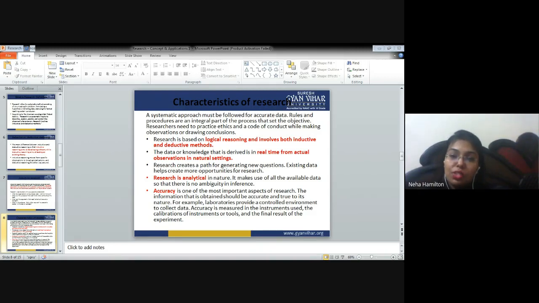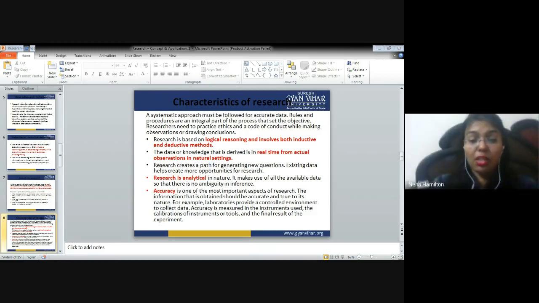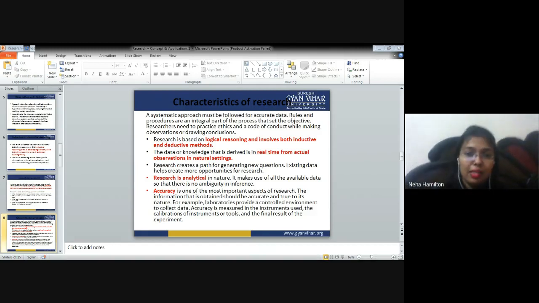Research is based on logical reasoning and it involves both inductive and deductive methods. So we have already understood what are inductive methods and we have already understood what are deductive methods. Right. So research can go both ways, right? Either we want to explore something new which has not been explored before, or we want to verify or test the theories which has already been proposed and initiated by somebody else, right? So research goes both the ways. That's why it is written that it can be inductive as well as it can be deductive.